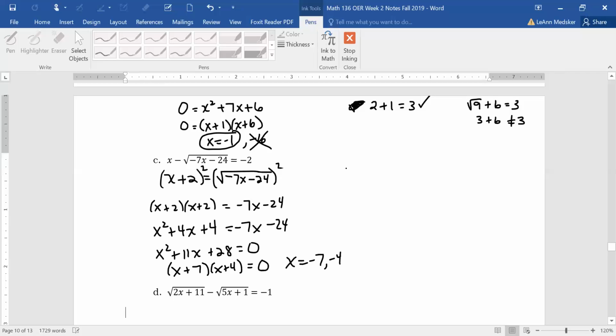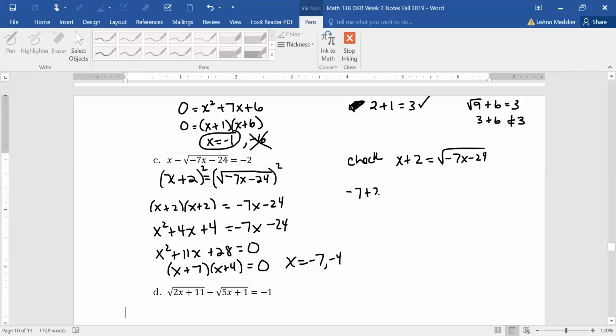Now, here's another trick I'm going to show you. When you're doing your check, you don't have to plug back into the original if you've carefully moved things. You can always plug into the version where the radical is isolated, but again, you have to have moved things correctly to do that. That's sometimes just a little quicker for the check.